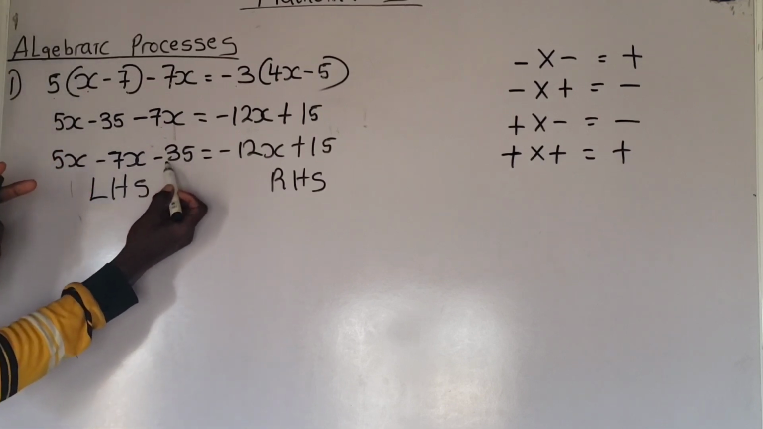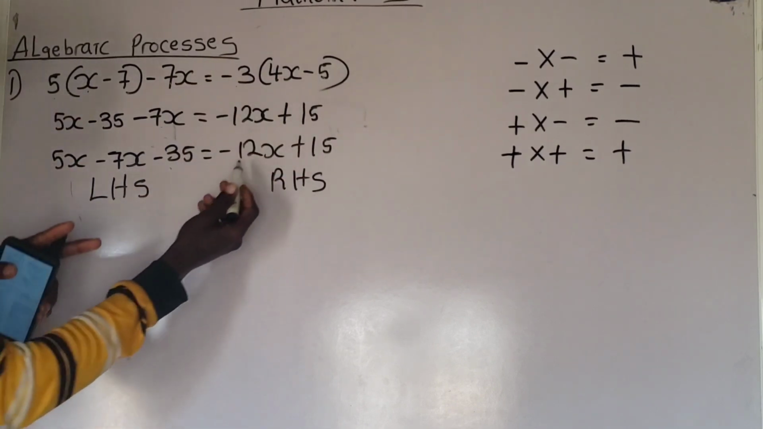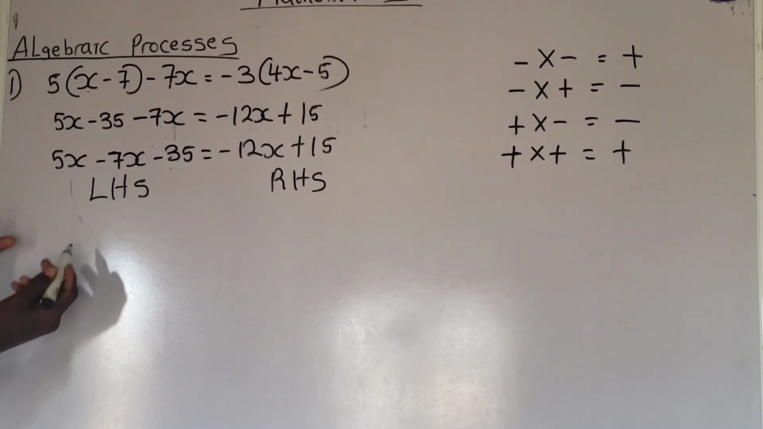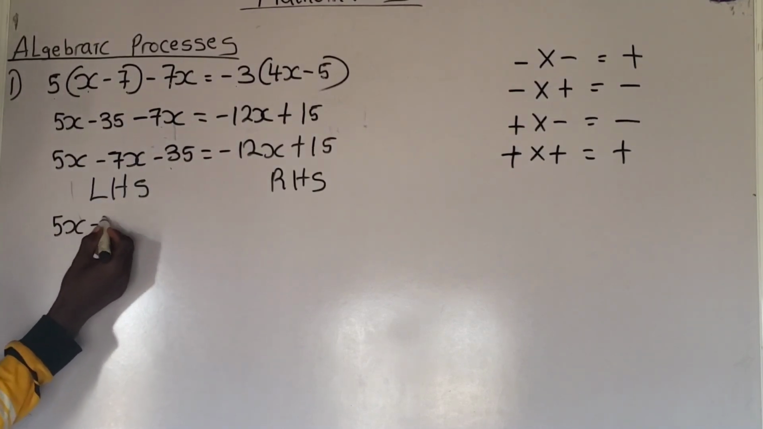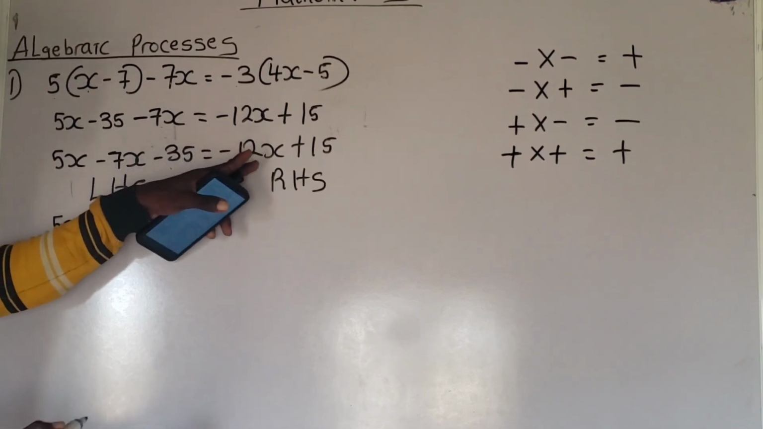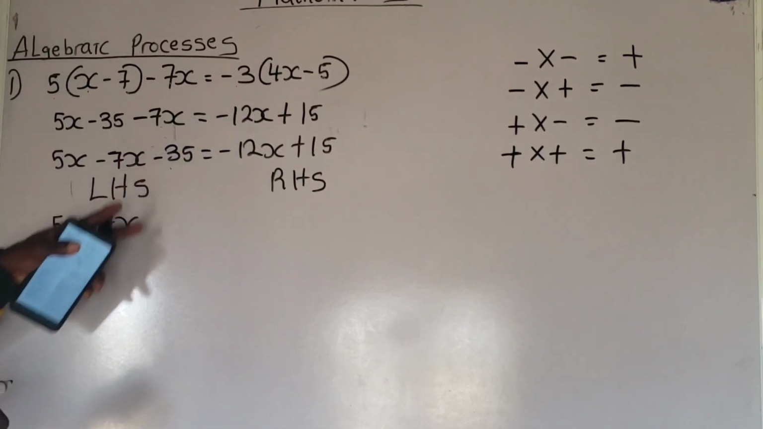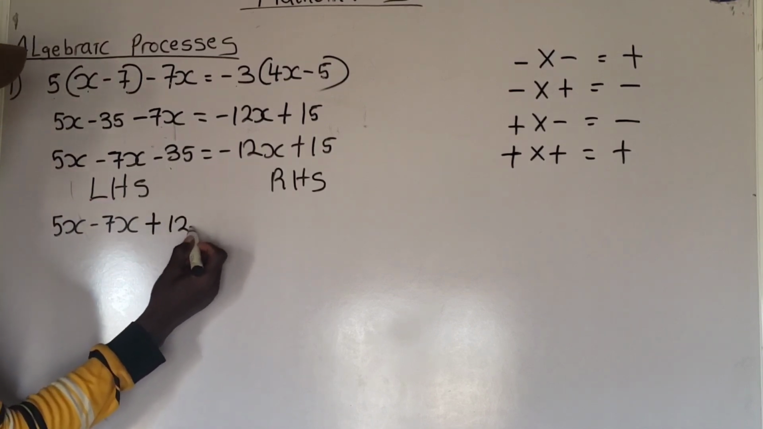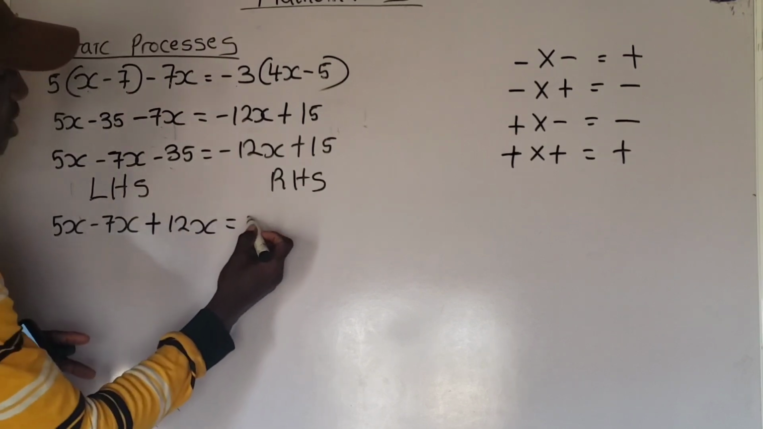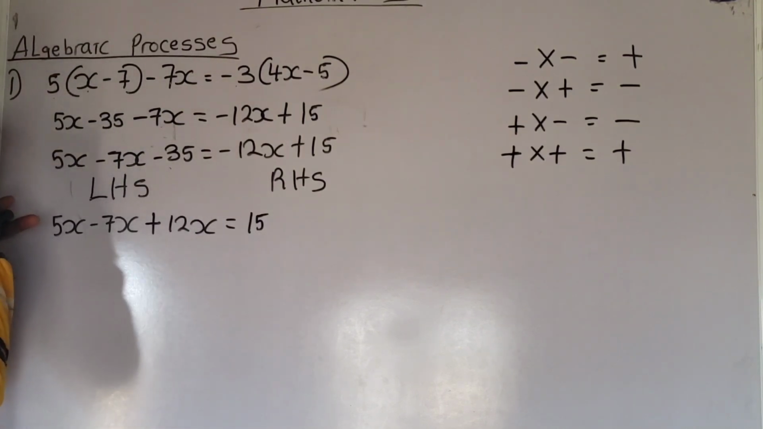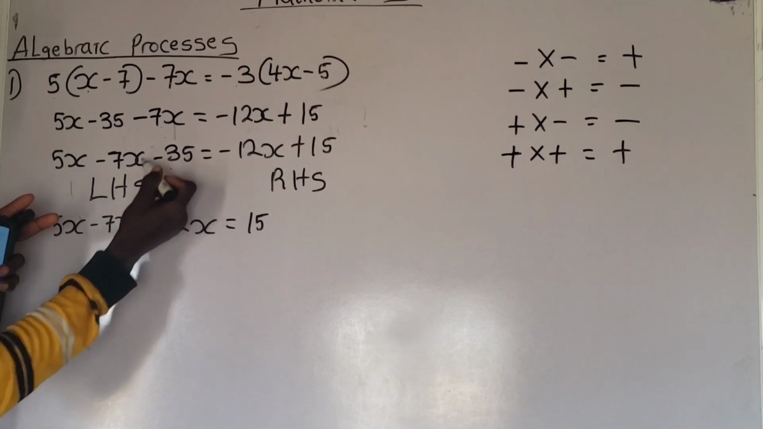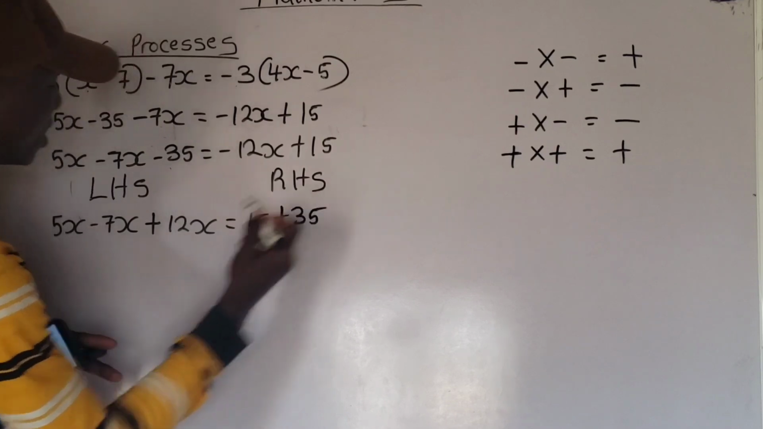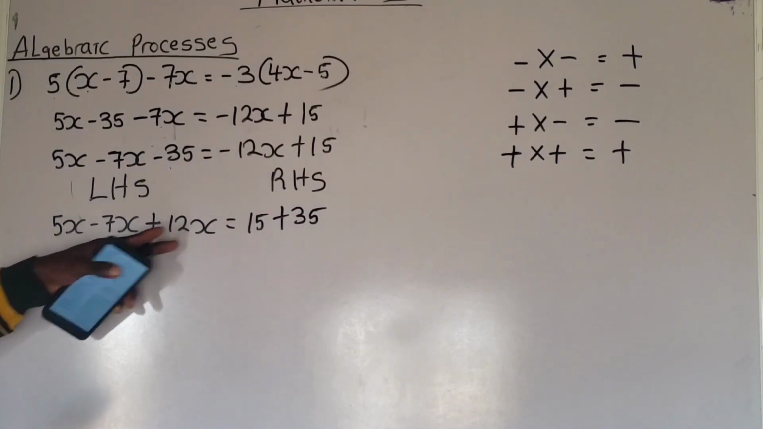So now this negative 35 is going to cross the equals to sign, and this negative 12x is also going to cross the equals to sign towards the left hand side. Do you understand? So I'm going to have 5x negative 7x. Now if this negative 12x crosses the equals to sign to the left hand side of the equation, I'm going to have positive 12x is equals to now 15. Now if this negative 35 crosses the equals to sign to the other side of the equation, I'm going to have positive 35.